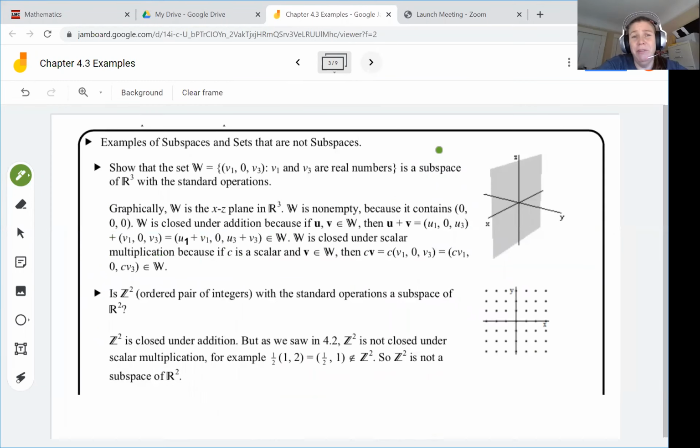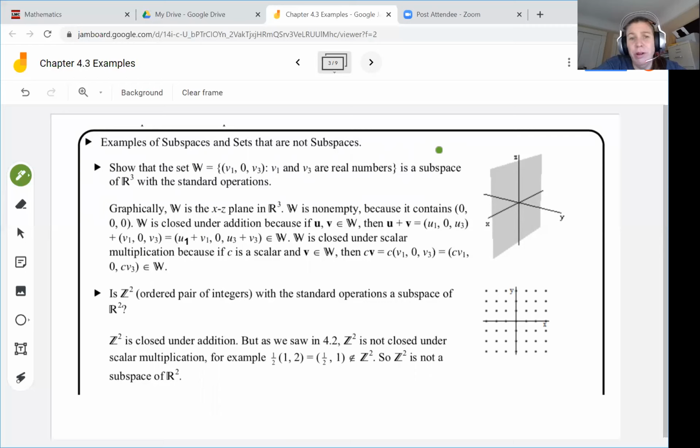All right, we are going to look at examples of subspaces and examples of sets that are not subspaces. So we want to show that the set W, which is V1, 0, V3, so a 3-tuple here, where V1 and V3 are real numbers, is a subspace of R3, the set of all 3-tuples with the standard operations. So graphically, because Y is always 0, W is in the XZ plane in R3, or it is the XZ plane. So in our drawing we see the plane going through XZ. W is non-empty because it contains the origin for sure.